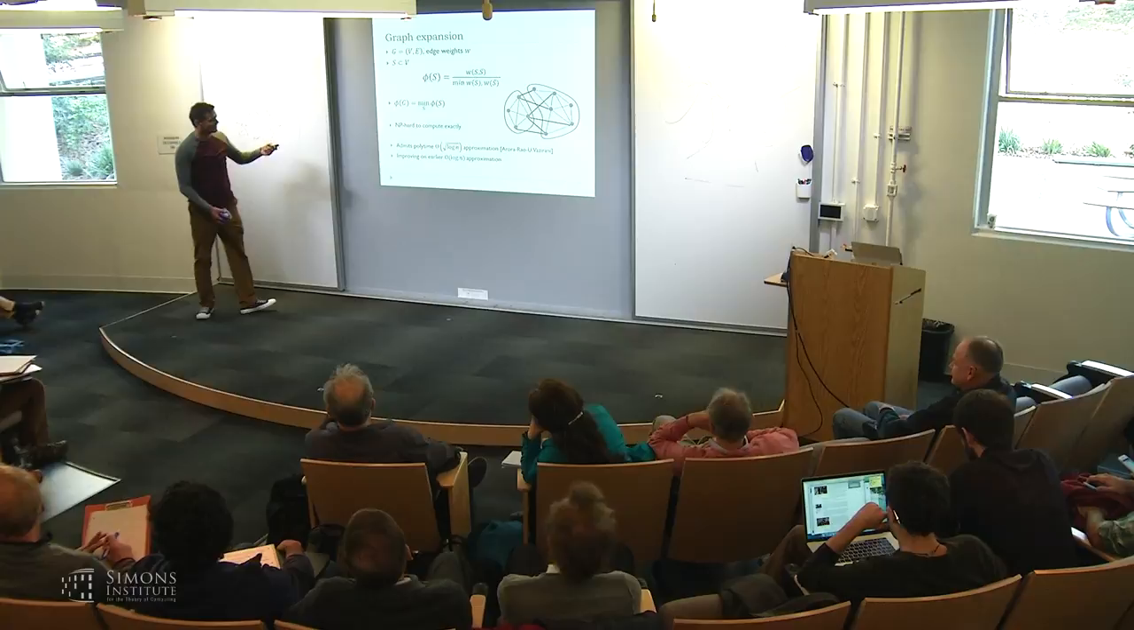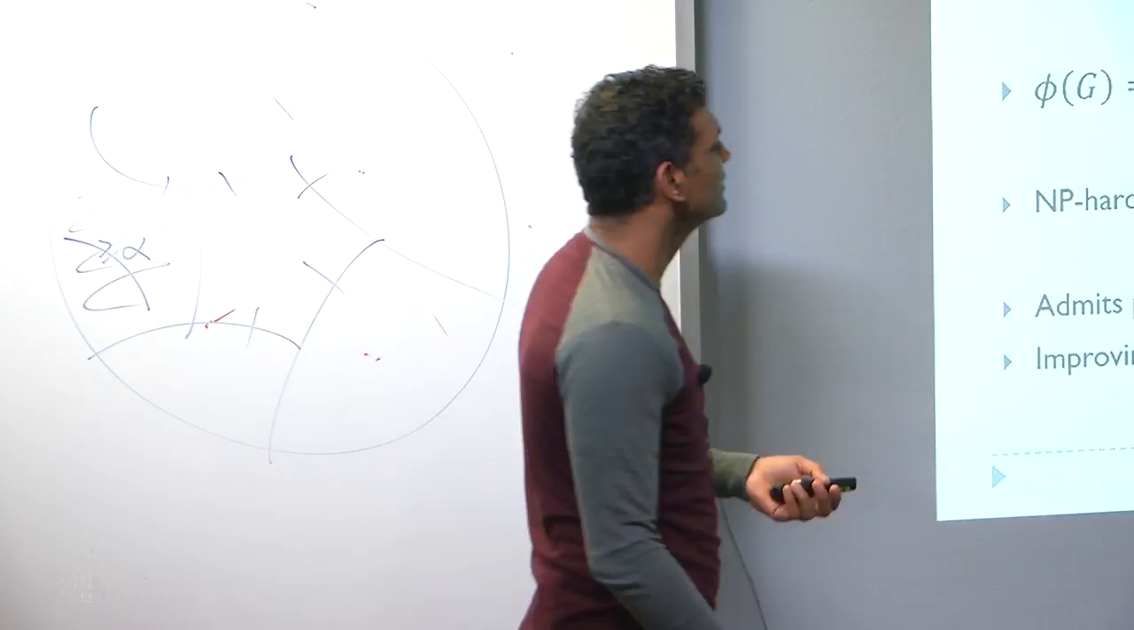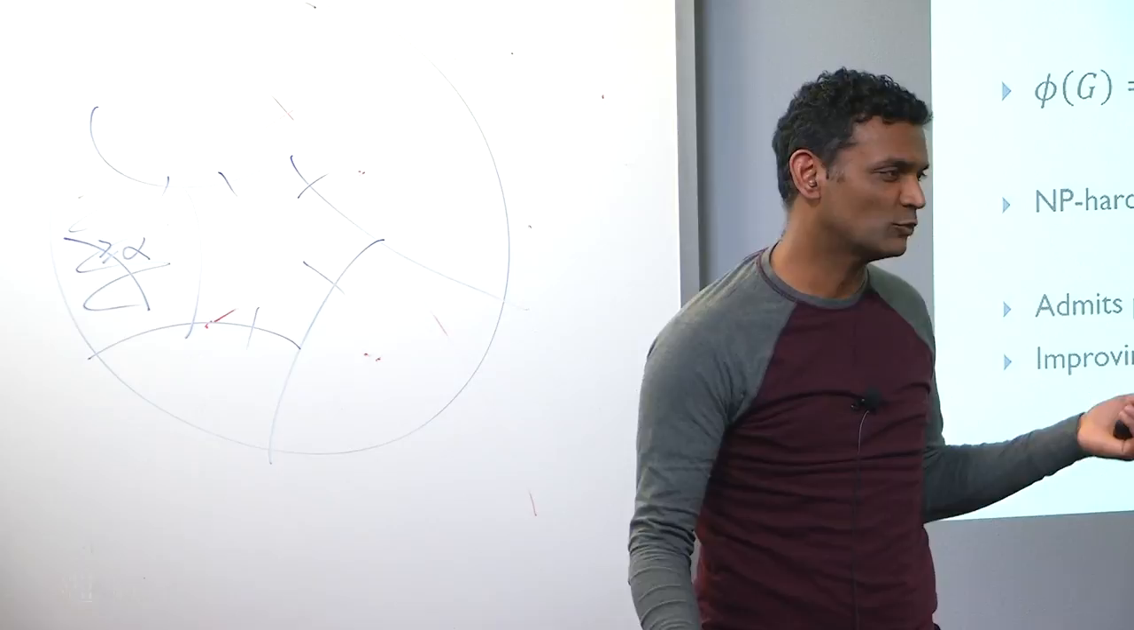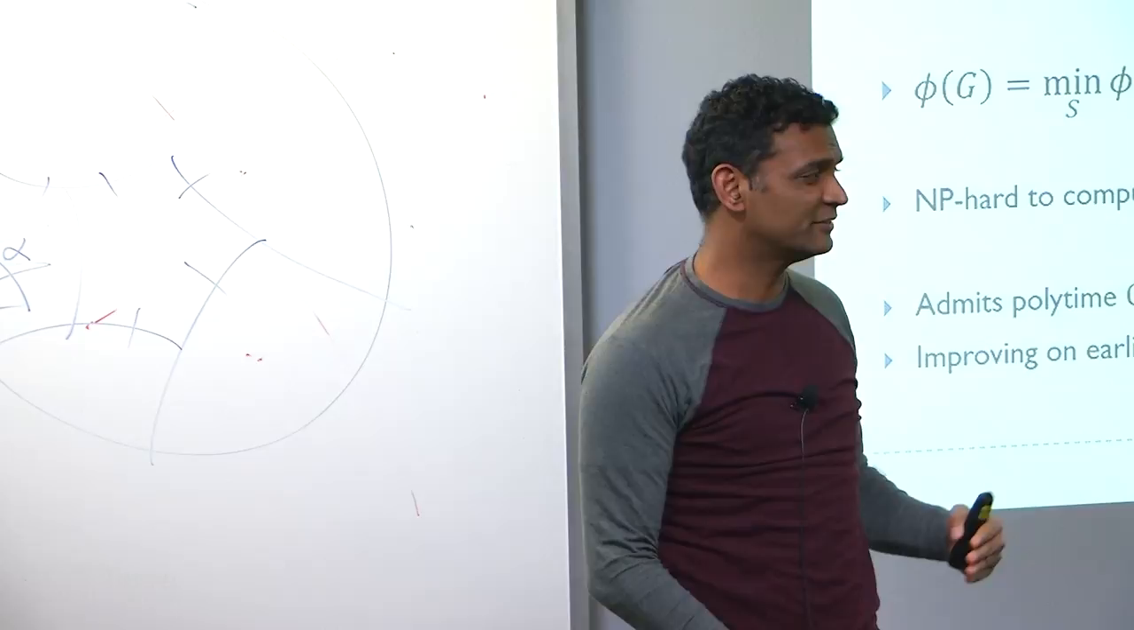So can you show that it's NP hard to compute the sparsest cut or this conductance to a factor better than 1.01? It's open. We don't know. Unlike clique, which is very hard to compute, or other problems for which say a factor of 2 is difficult, here we don't know 1.01.